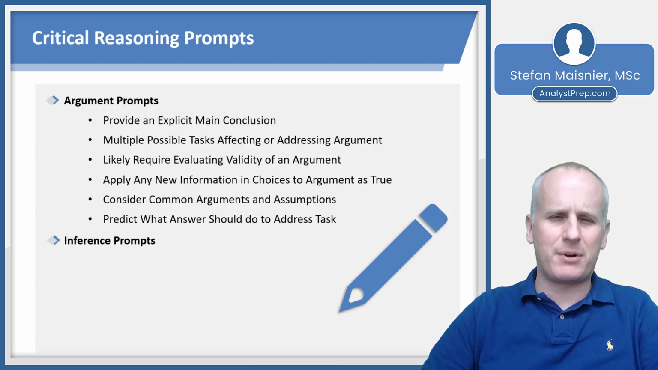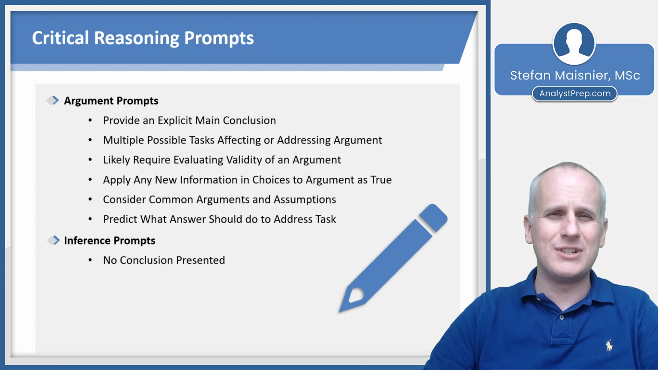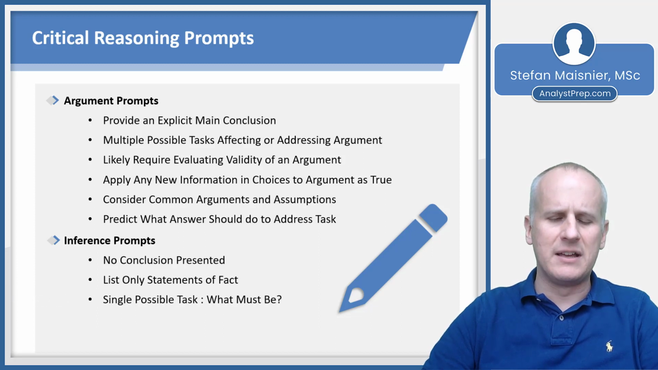Now, your inference prompts are a little bit different. First, there is no conclusion presented. So when you've got an inference task, it ultimately, very similar in fashion to the reading comprehension, is going to be asking some version of what must be, and you just have empirical statements of fact without a conclusion. So you have to track those statements of fact. And that single task for the inference style critical reasoning prompts is going to be the same as it is for inference tasks in reading comprehension, and that's what must be without any additional information.